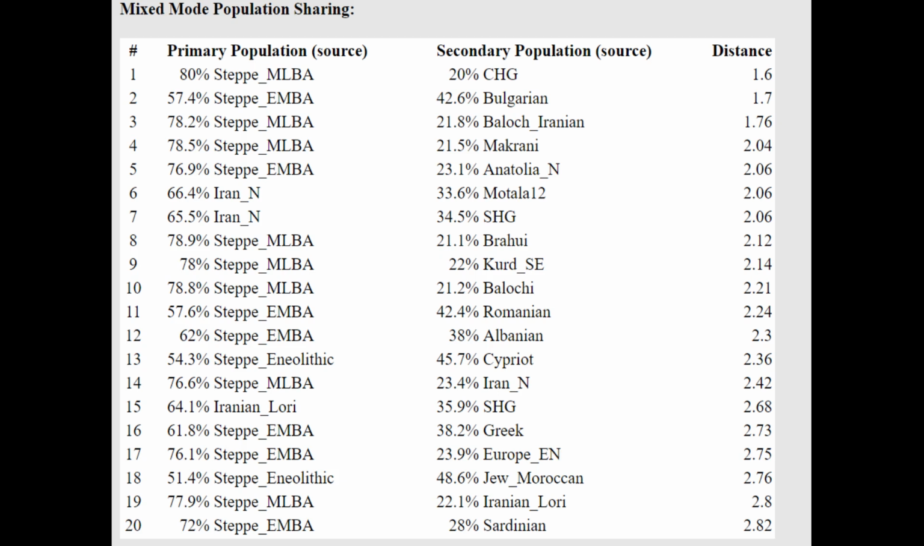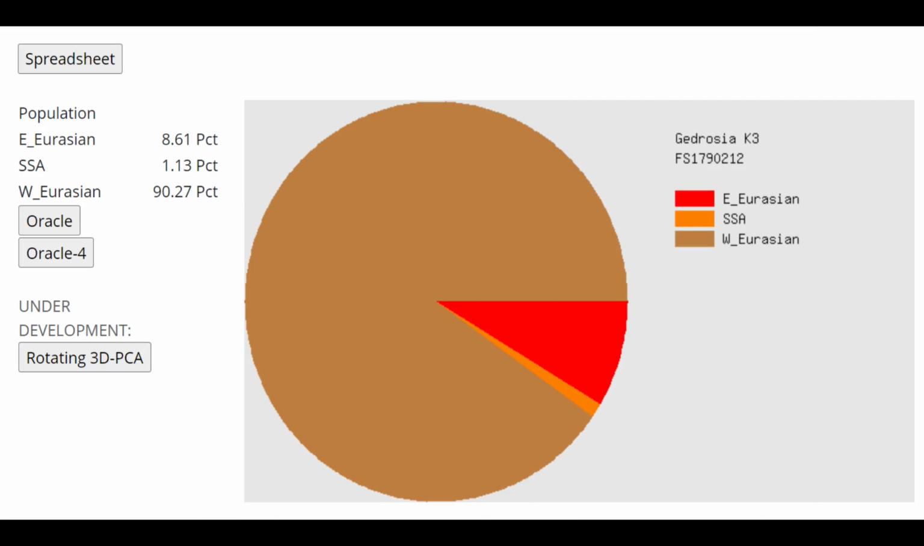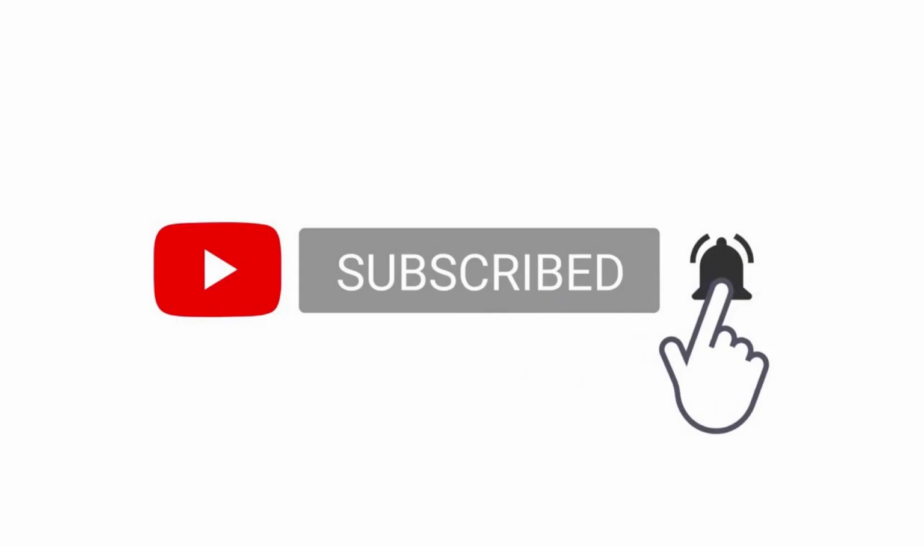But still, there is a shift relative to Steppe Middle Late Bronze Age. There is a shift towards Baloch and various South Central Asians. This is still an outlier sample. The two samples that you see in this video, they are both outlier samples. The second sample is maybe not as much of an outlier as the first one, but they are both outlier samples.